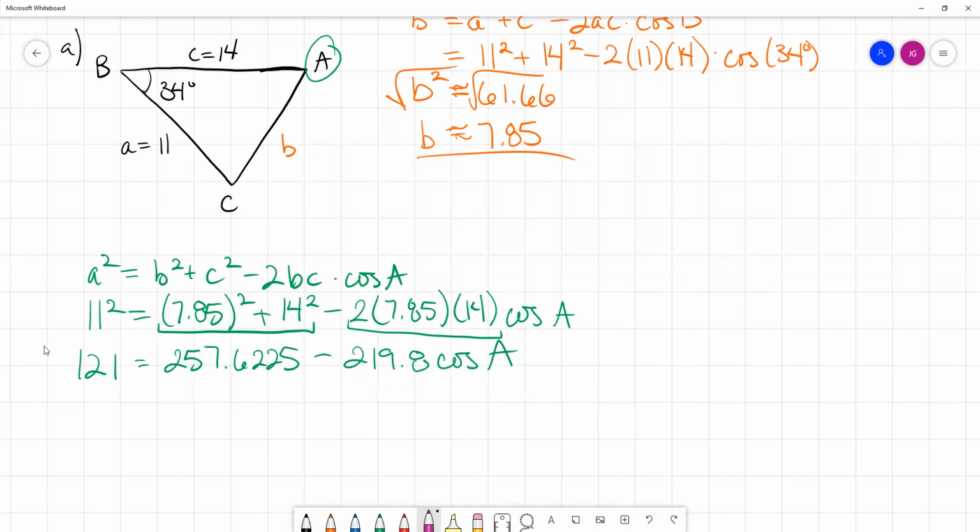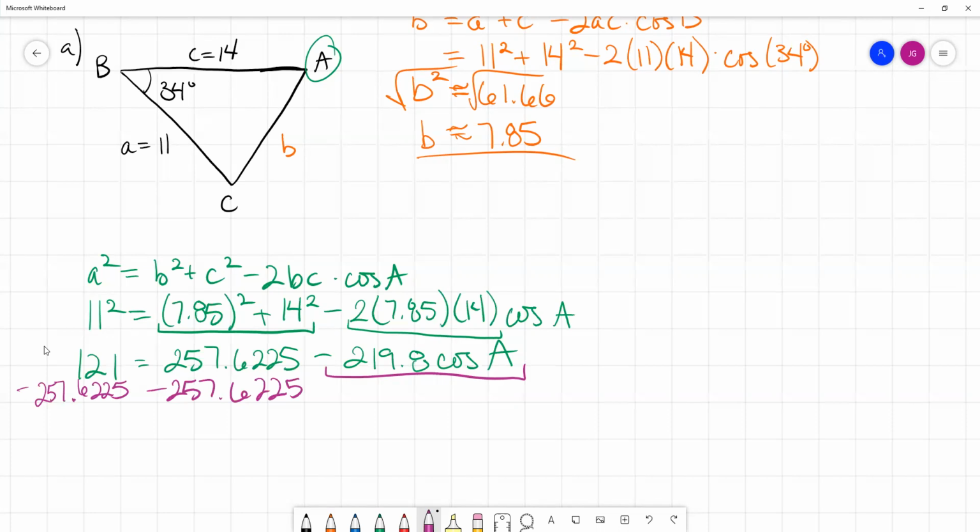All right, from here, what I want to do is get cosine A by itself. So I want to get this piece alone. So I'm going to subtract this over, minus 257.6225. I hope you write that down. Normally we don't write the intermediate steps because we're okay with our algebra at this point. But please do write this down so when you look back, you remember, oh, I didn't combine these two. I subtracted this to the left.